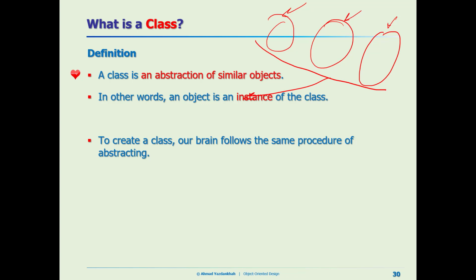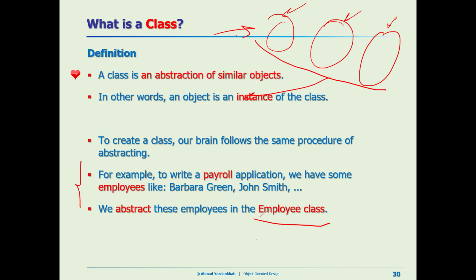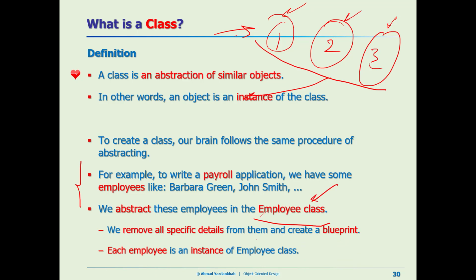But here we are talking about cyberspace, the computer, the software part. Here is the example I just took. In payroll, for example, if you have several employees, we abstract all of these employees and create an employee class. And each employee, employee one, two, three, whatever, is one instance of this class, right?